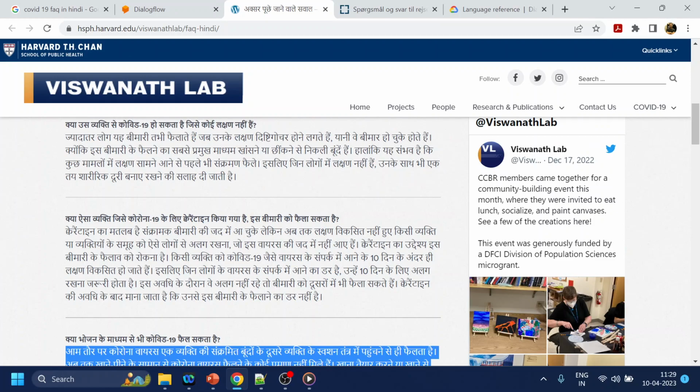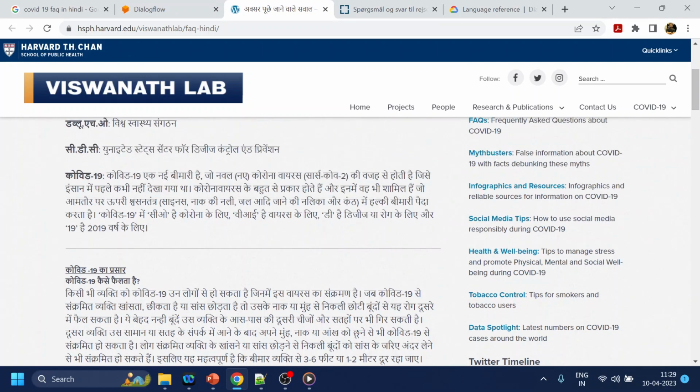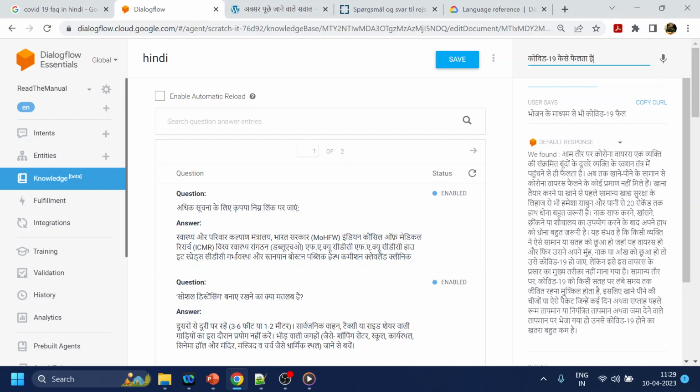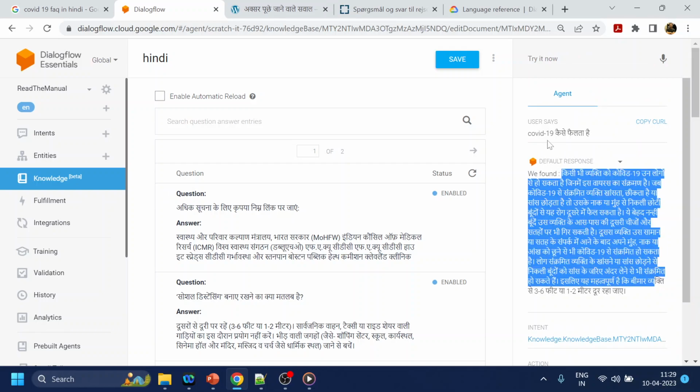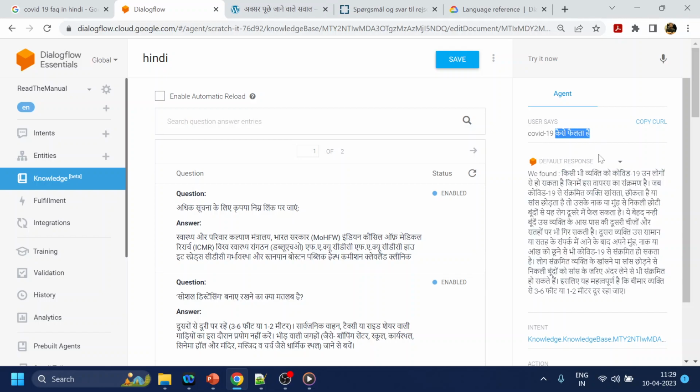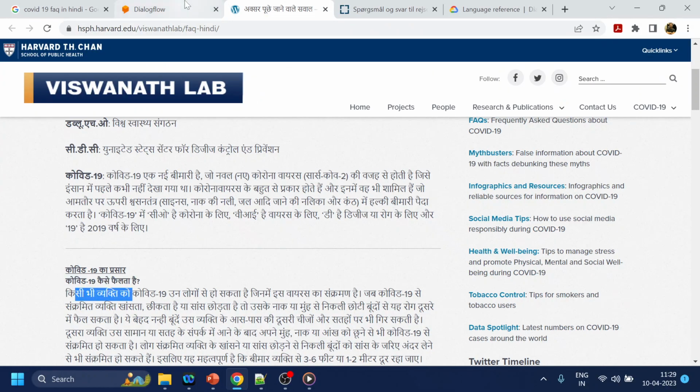So we will give another try. Let's say COVID-19 कैसे फैलता है? Let's give कैसे फैलता है या फैलता है. Let's give COVID in English, and see if we change this one to English, does it detect? Oh, it is detected. We changed COVID to English, but the rest of the sentence was the same, so it's still able to detect. Let's see if it is the right answer. Yeah, किसी भी व्यक्ति. Yeah, correct.